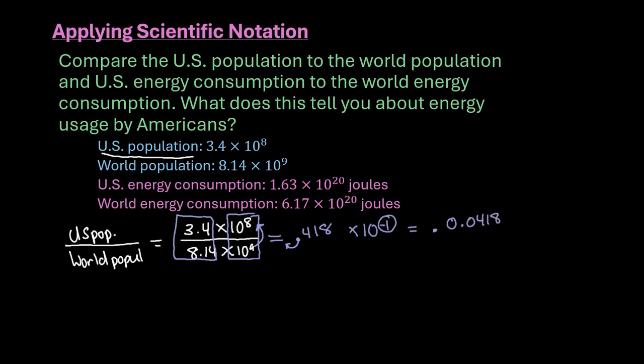0.0418. And then remember to convert this to a percent, we would multiply it by 100%. So this ends up being approximately 4.18%. So the US population is approximately 4.18% of the world population.